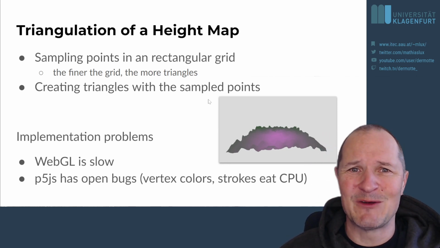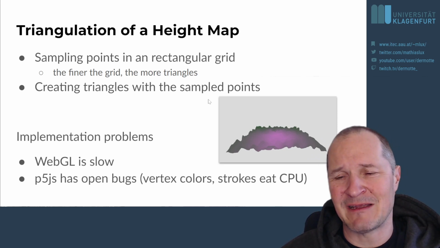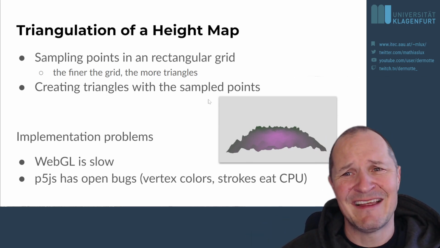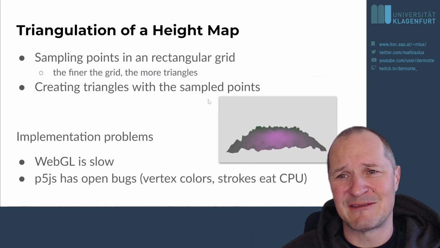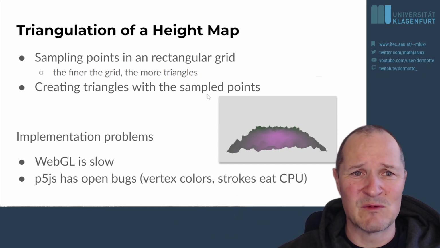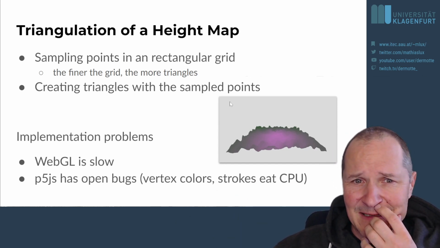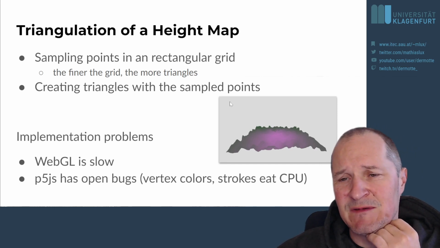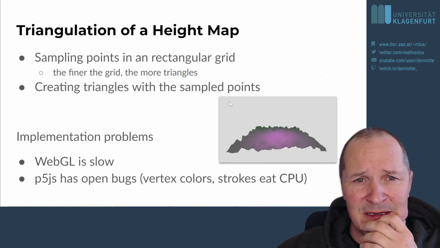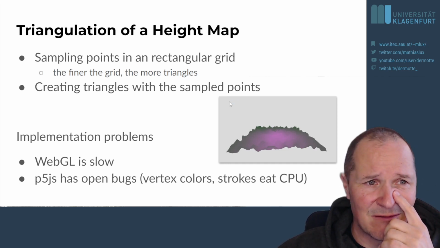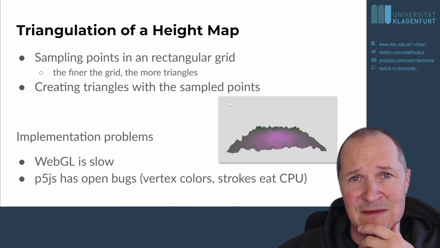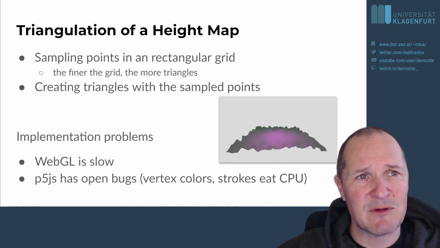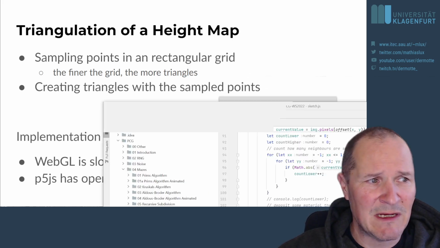For instance, it would be cool not to have a rectangular grid, but to move the points around a little bit because they're triangles anyway, so that they actually sit on the peaks or something like that, and don't smooth it out too much. Yeah, P5 has a lot of bugs like vertex colors, and those strokes eat up CPU like crazy. And WebGL is really slow, and while everything is slow, also the lighting is awkward. But what I wanted to show you is that it works in a way.